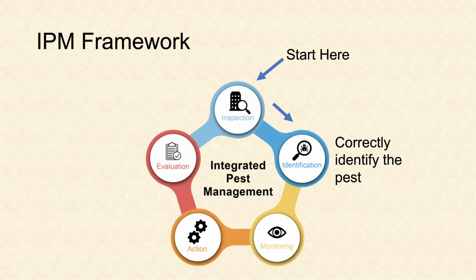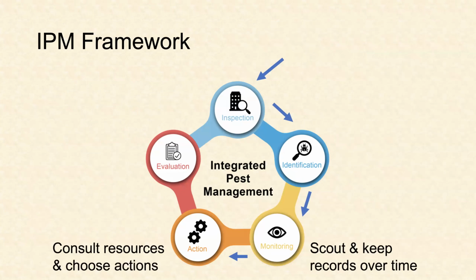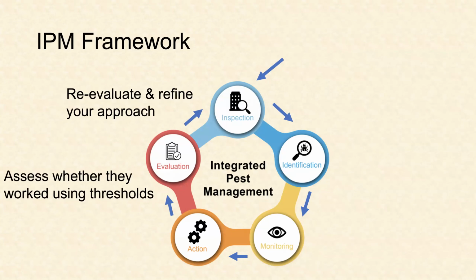So within this IPM framework, we're going to start with inspection and identification to correctly identify the pest, make sure you know what you've got, and scout and keep good records over time, even if it's just a notebook or a sketch or something simple and easy. And then you're going to look at different resources online, reach out to me, and then choose your actions accordingly. And then really assess, did it work? Did it keep the pest under your defined threshold? Maybe it's a certain number of bugs per plant or bugs per sticky trap or something like that. And then over time, you're going to reevaluate and refine your approach based on what you see and observe and evaluate.